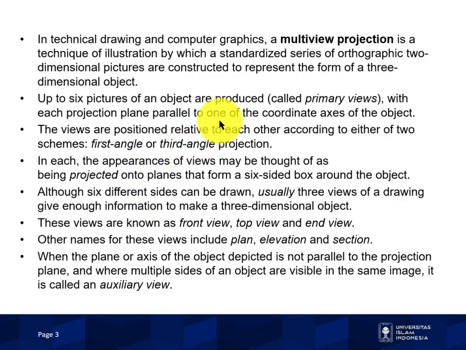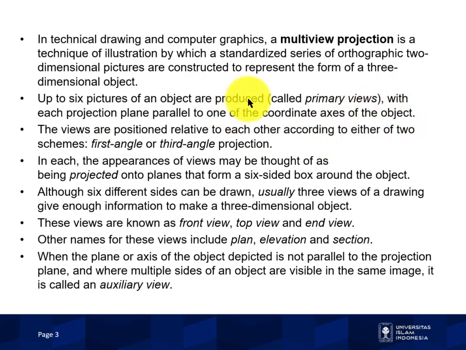In technical drawing and computer graphics, a multi-view projection is a technique of illustration by which a standardized series of orthographic two-dimensional pictures are constructed to represent the form of a three-dimensional object. Up to 6 pictures of an object are produced, called primary views, with its projection plane parallel to one of the coordinate axes of the object.